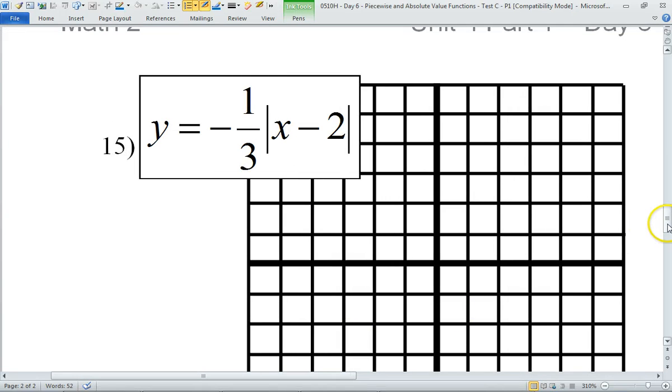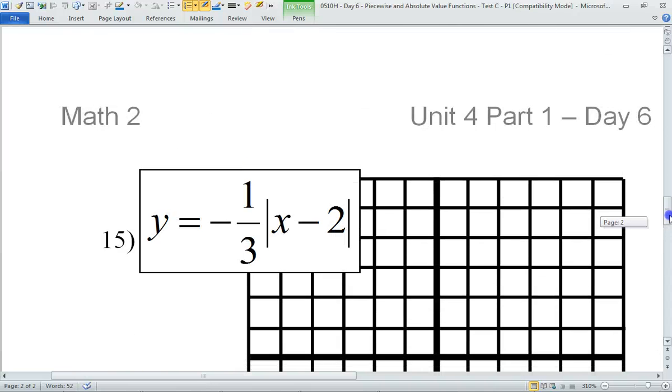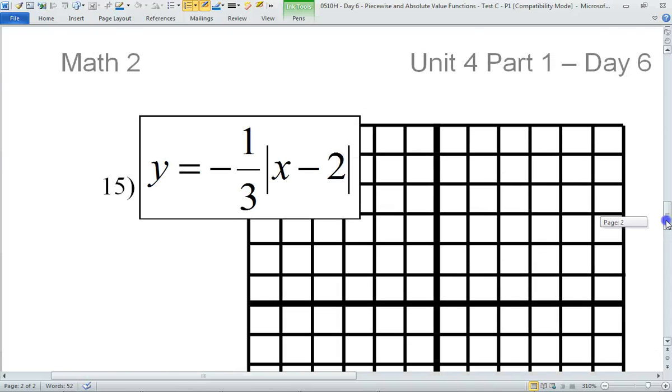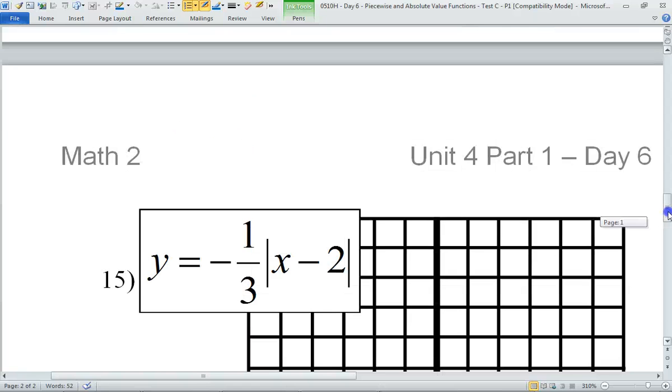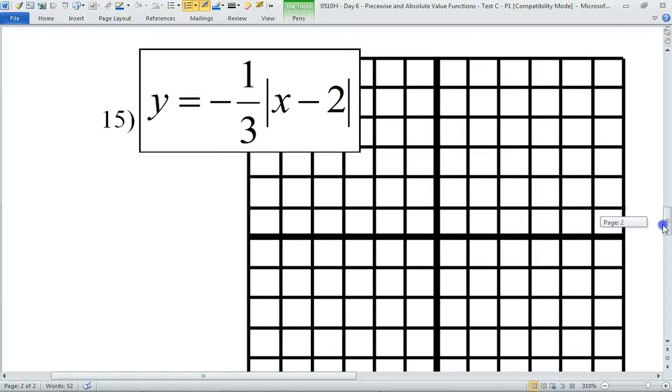Alright, number 15. What are we doing? Wait, what are the directions for this? Just do a graph. I guess it's the same direction, just graph. Okay, am I going to draw a straight line for this? No. What kind of a shape do these always make? A V. Absolute value is always a V, so please make sure.